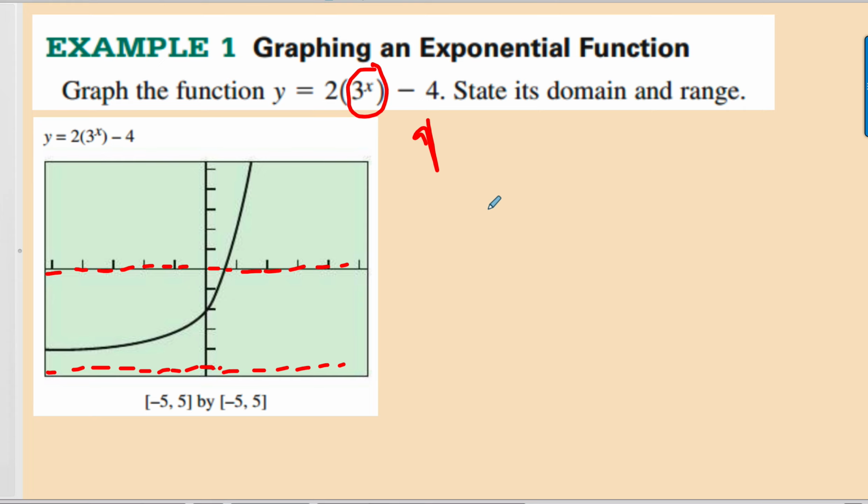And we want to state the domain and range. So the domain is all real numbers. And the range now, because the graph has transformed, will be from negative 4 to infinity. So there has been a change.